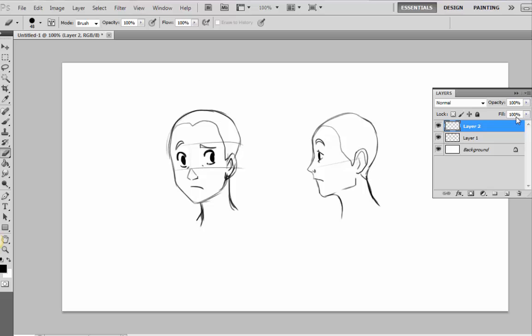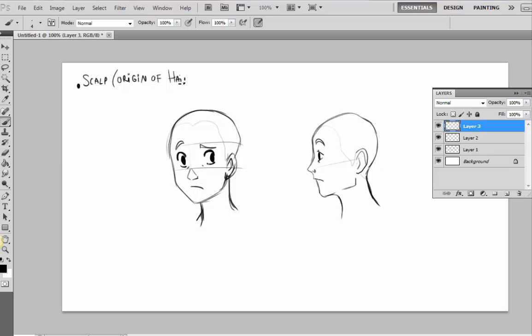Okay. To draw hair, we will keep in mind 3 different factors. The first one, the scalp, because it's the origin of the hair. It's very important. The second one is the weight, and it's very important because sometimes we forget that hair has some weight, and texture.